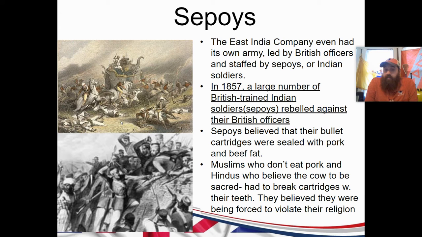Why? They're well paid. They're above everybody else socially. Well, the British didn't realize that those soldiers were primarily Muslim or Hindu. Why is that important? Well, because the British sealed their bullet cartridges with pork and beef fat. And if you know anything about people of the Islamic faith, which you should, because we did a whole chapter on it, they can't consume pork. And if you knew anything about the Hindu people, they're vegetarians, and the cow is sacred in their beliefs.